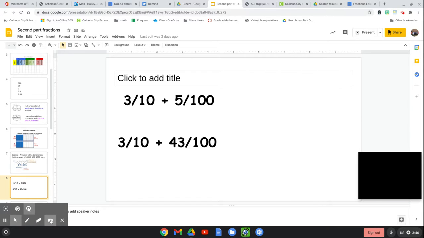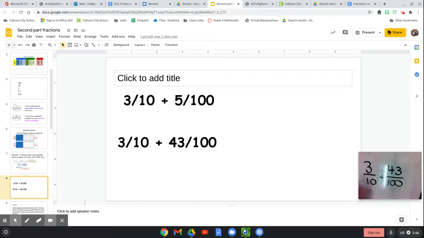Let's bring it back. Okay, so I have 3 tenths and 43 hundredths. Now what I need to do is find a common denominator. Well, 43 hundredths is like 43 pennies, right? Or I could say I have 4 dimes at 10 cents each and 3 pennies. So I have 10, 20, 30, 40, 41, 42, 43 cents.